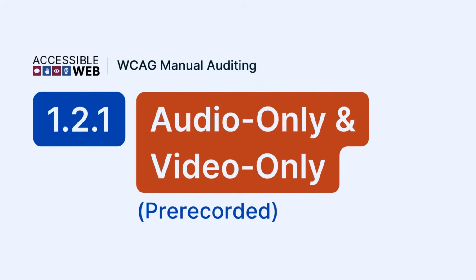Accessible Web, WCAG Manual Auditing. Success Criterion 1.2.1 Audio Only and Video Only Pre-Recorded. In this video, we'll show you how to run the automated checks and walk through how to identify and test multimedia content for accessibility. Let's jump in.